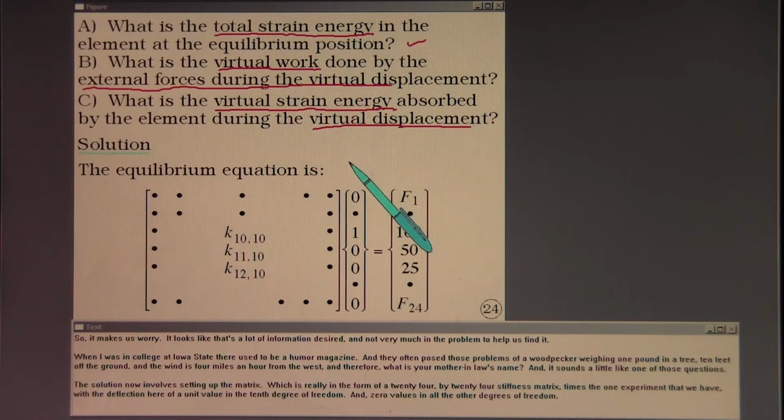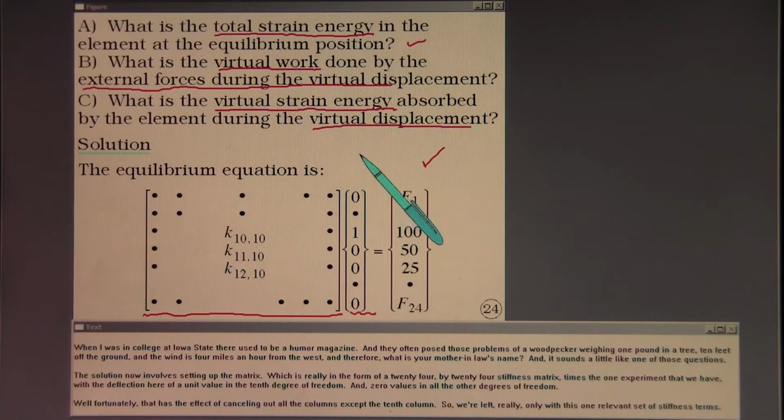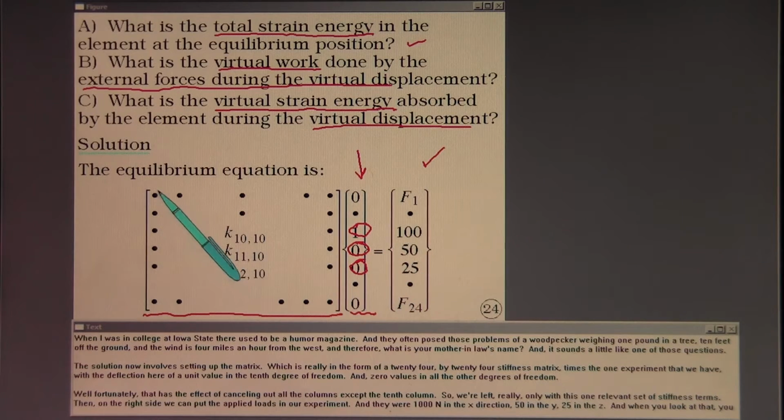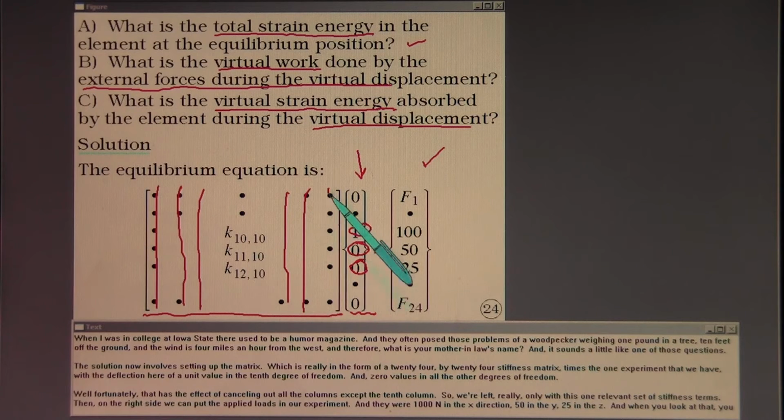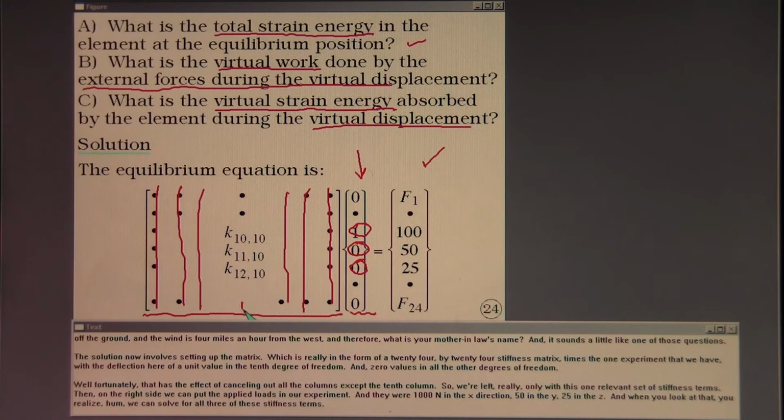The solution now involves setting up the matrix, which is really in the form of a 24 by 24 stiffness matrix times the one experiment that we have with a deflection here of a unit value in the 10th degree of freedom and 0 values in all the other degrees of freedom. Fortunately, that has the effect of canceling out all the columns except the 10th column. So we're left really only with this one relevant set of stiffness terms.